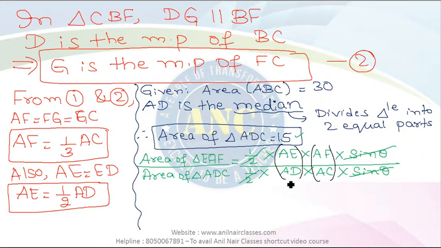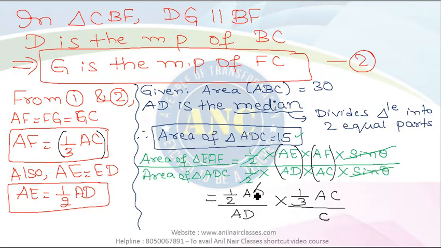Product I need to find, but beautifully we have structured already saying that AE is nothing but half of AD. So this is half AD divided by AD, multiplied with AF, which is nothing but 1/3 of AC, divided by AC. AD cancels with AD, AC cancels with AC. Half into 1/3 is 1/6.